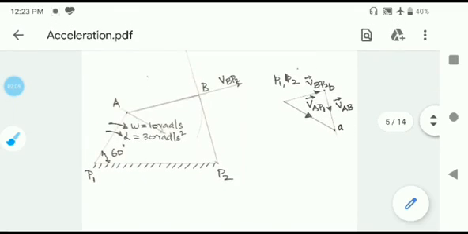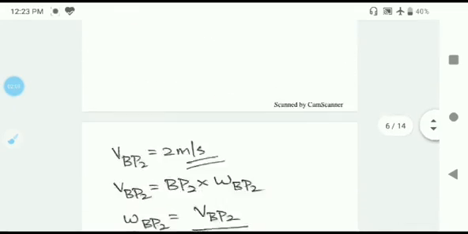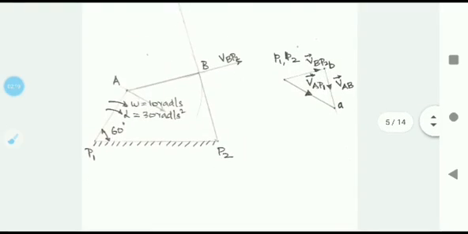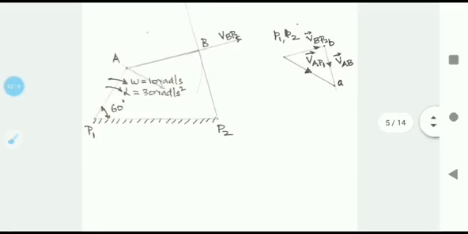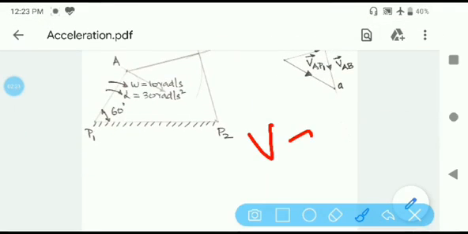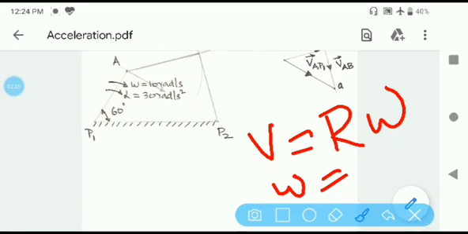Now the next question is to find the angular velocity of link BP2. For that it is found out from the equation V equal to R omega. From here you can write omega equal to V by R.